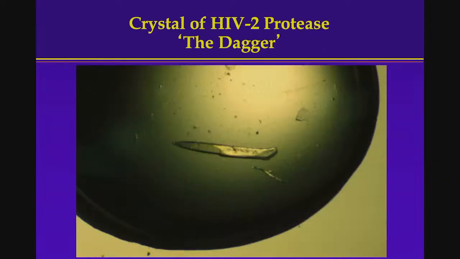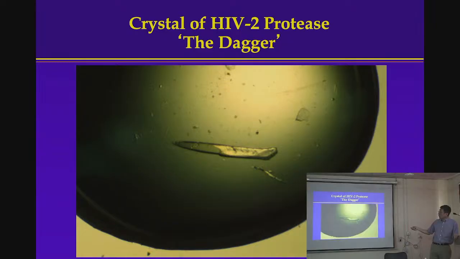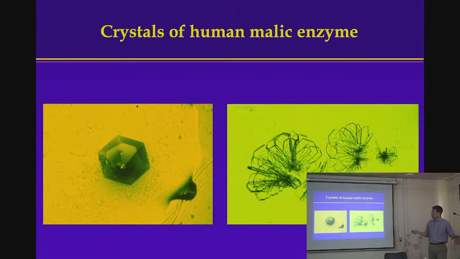But it's not a beauty contest. Any crystal, any shape, if it diffracts X-rays, is fine. So this is what they call the dagger. Another crystal of HIV protease. It looks like this is the handle, this is the blade. Even though it's not beautiful, it's good enough for crystallography. We actually determined the structure using this crystal. So it's good enough.